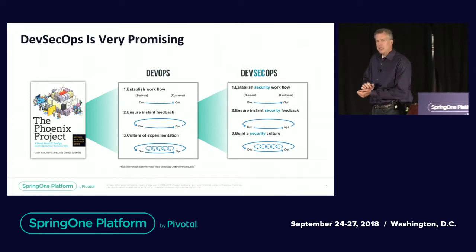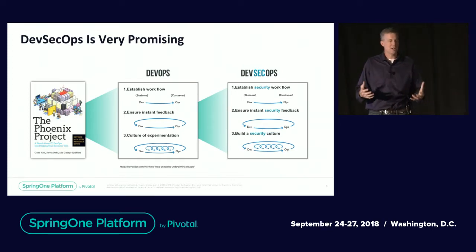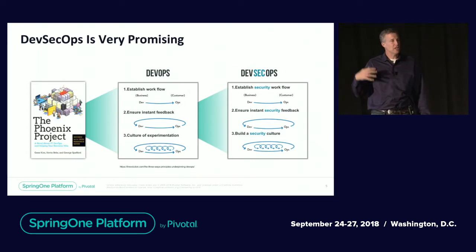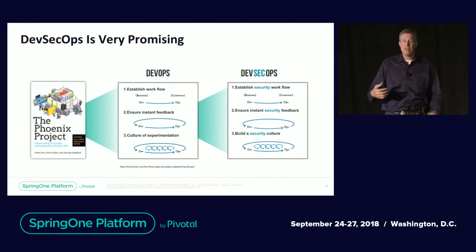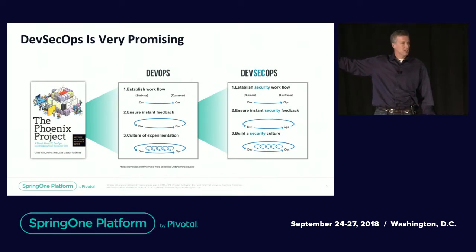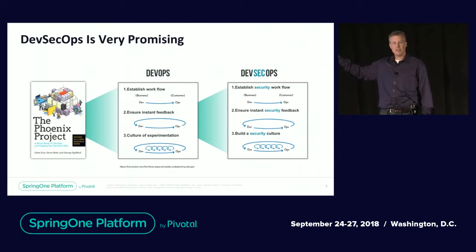DevSecOps, I think, is very promising. I'm not going to spend a huge amount of time on this today because it's a big topic, but essentially I think security needs to reinvent itself the way that development did. And so the path, I think, was charted out for us in The Phoenix Project. If you look at the Three Ways of DevOps: establishing workflow, creating instant feedback, and creating a culture of experimentation and learning, those are three things that security just doesn't have today.